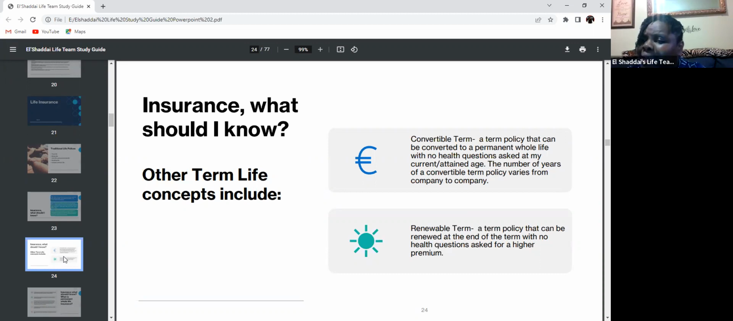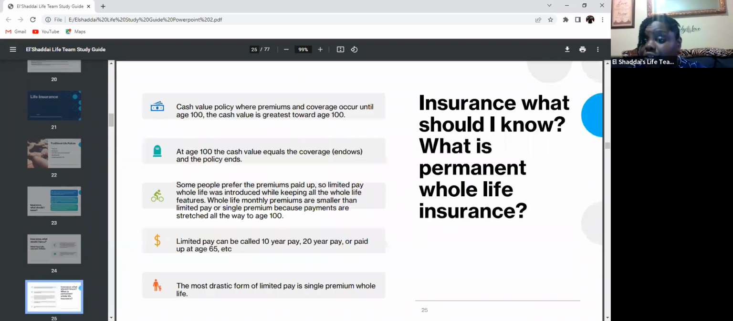Renewable term. Renewable, what does that mean? A term policy that can be renewed at the end of the term with no health questions asked for a higher premium. That's what we have. Renewable term means you can renew your policy at the end of your term without any health questions, no matter what type of diagnosis you have received over the course of that term. They do not count against you. Renewable term, okay?